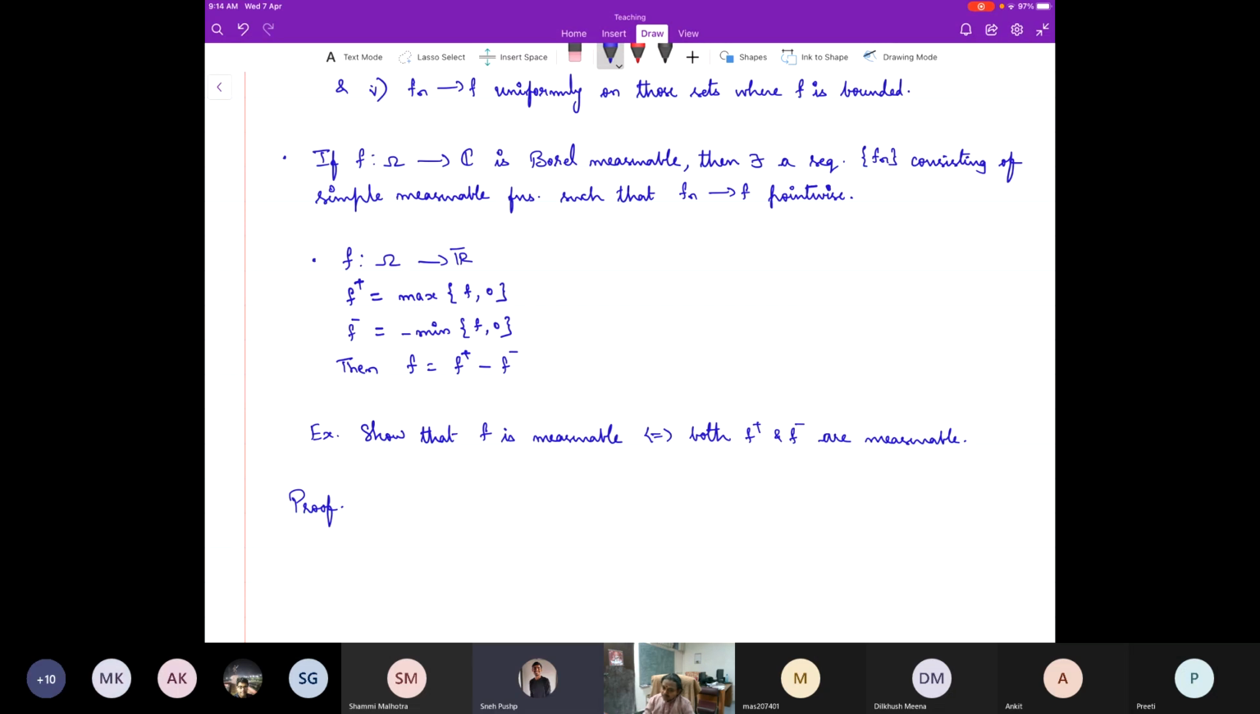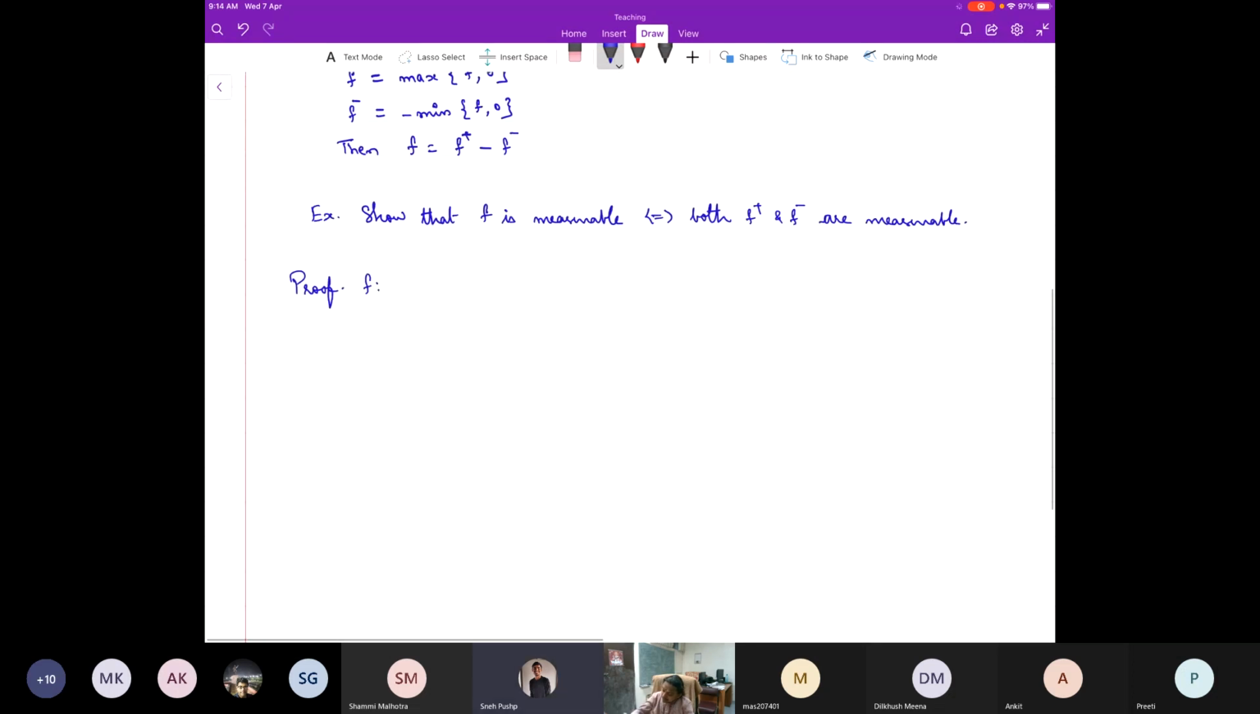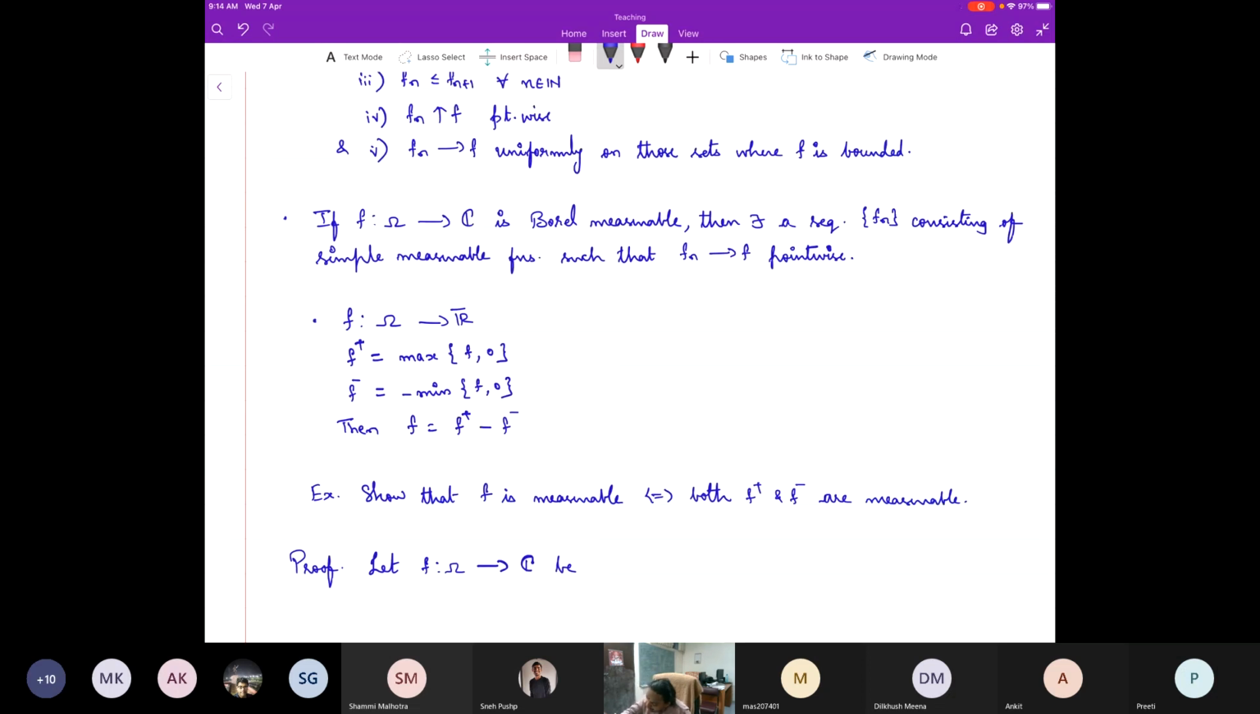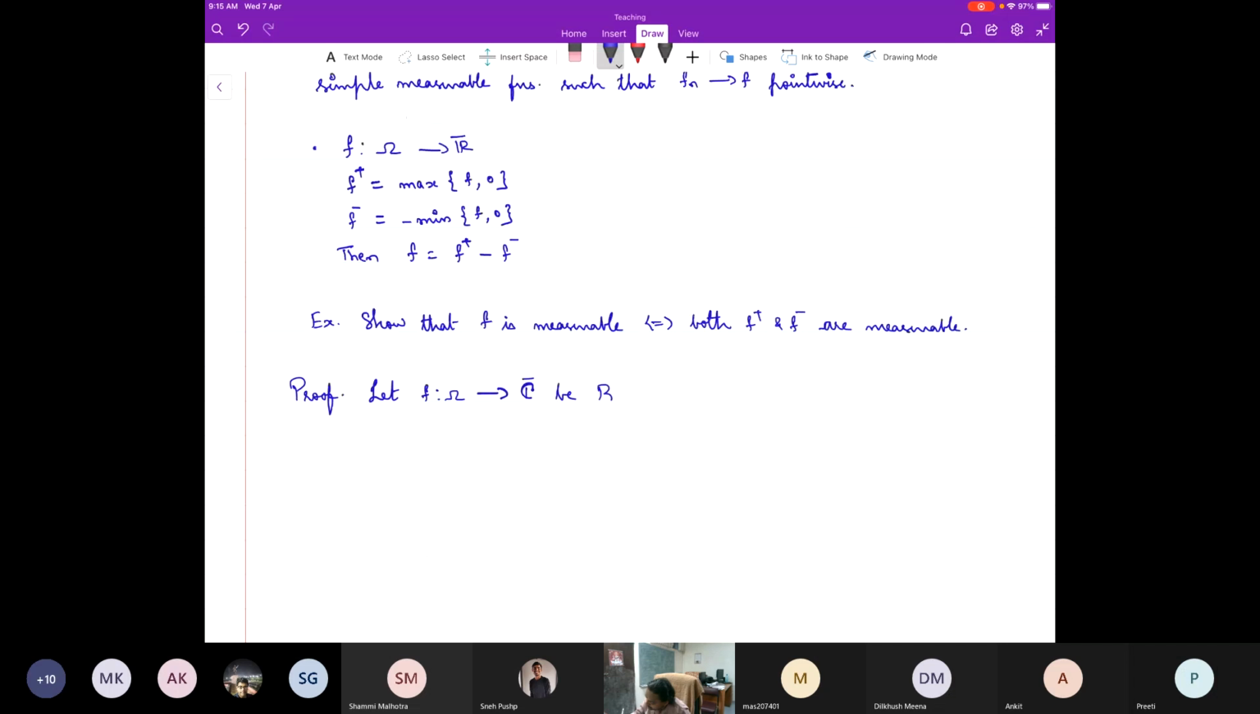Sir, as Shammi said, we will construct functions for real and imaginary value, and if two functions are simple, then the sum will be simple. Is it done? Right. So let f from omega to C, in fact, it doesn't matter, maybe I'll even write it as C bar. What is C bar? C union infinity. Doesn't matter. Let f be Borel measurable.